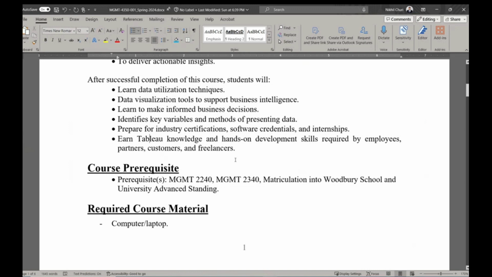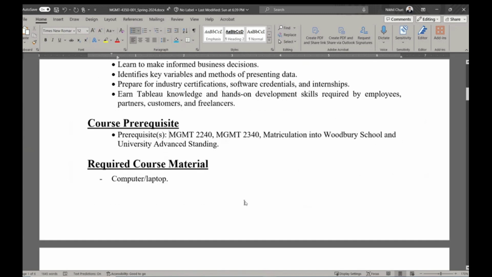And I expect students to know these or have taken these classes. Even if you haven't taken them, please contact me. We can work it out. These are the couple of classes, which are Management 2240 and 2340, as well as matriculation into our WSB with advanced standing.